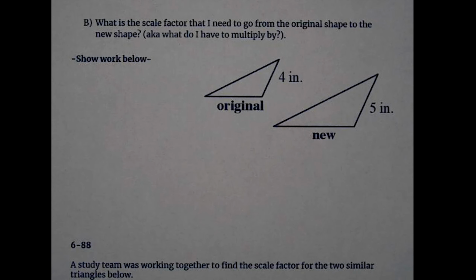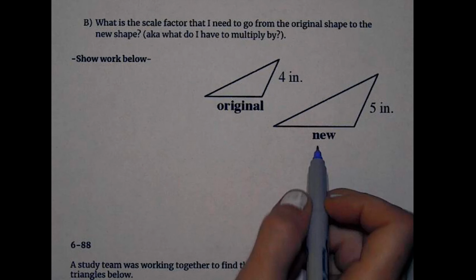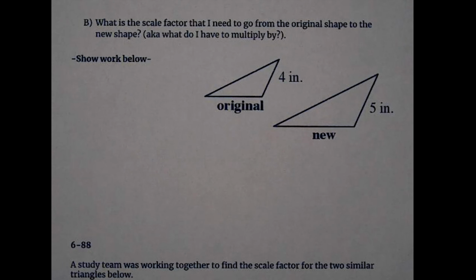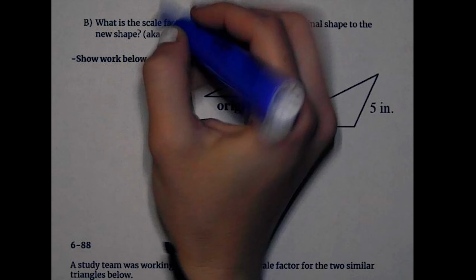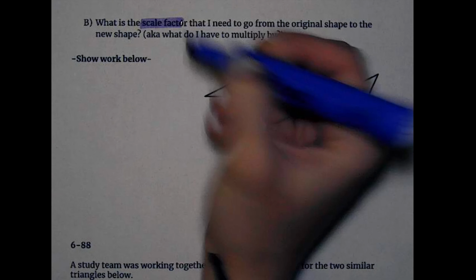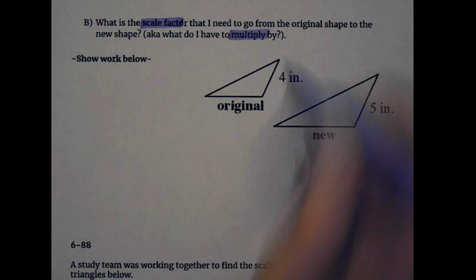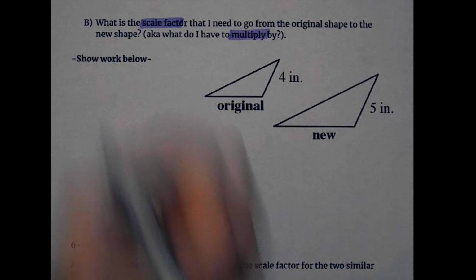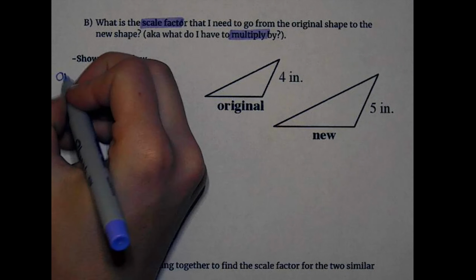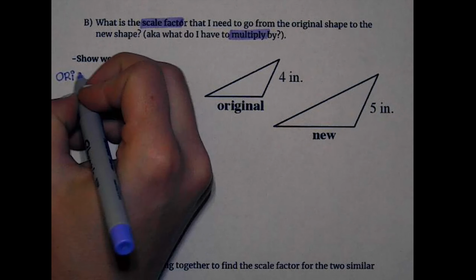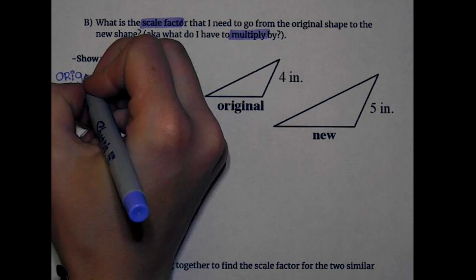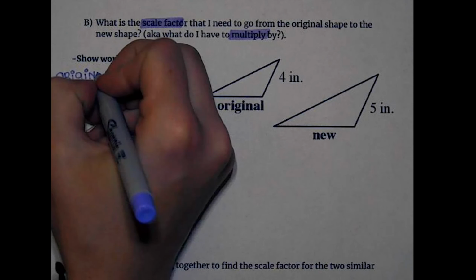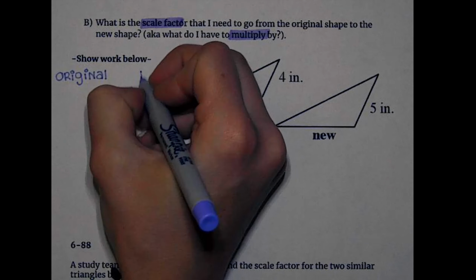All right, here we have a new shape, but I want to do what we did for the last problem. We need to go from our original to our new shape. And the question that it's asking us is, what is the scale factor, aka what do we have to multiply by? So we're going to go from our original shape to our new. So I'm going to write just right here, original, and then I'm going to write new.